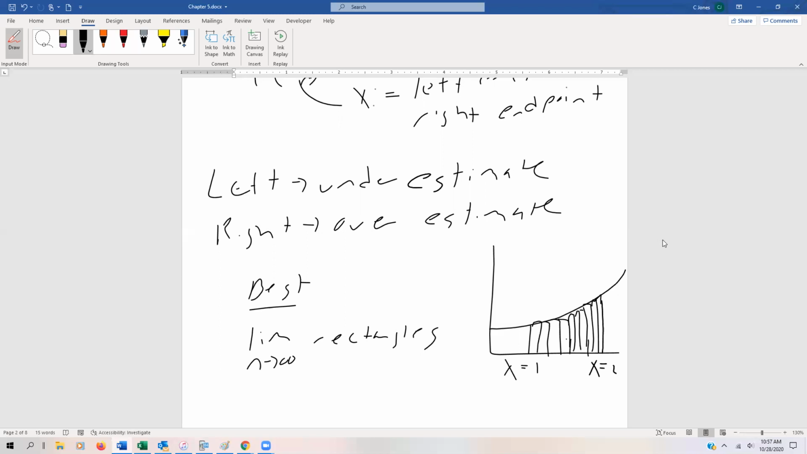So this is just a big overview of what we're going to be doing in section 5.1, but also what we're going to be doing in the entirety of chapter 5 to be able to approximate and find the areas underneath curves, both polynomial as well as other sorts of curves.